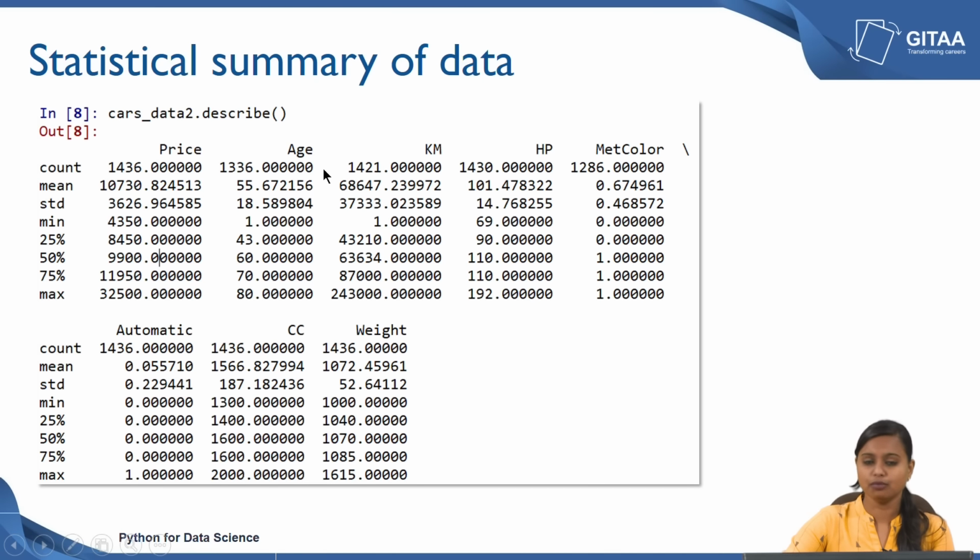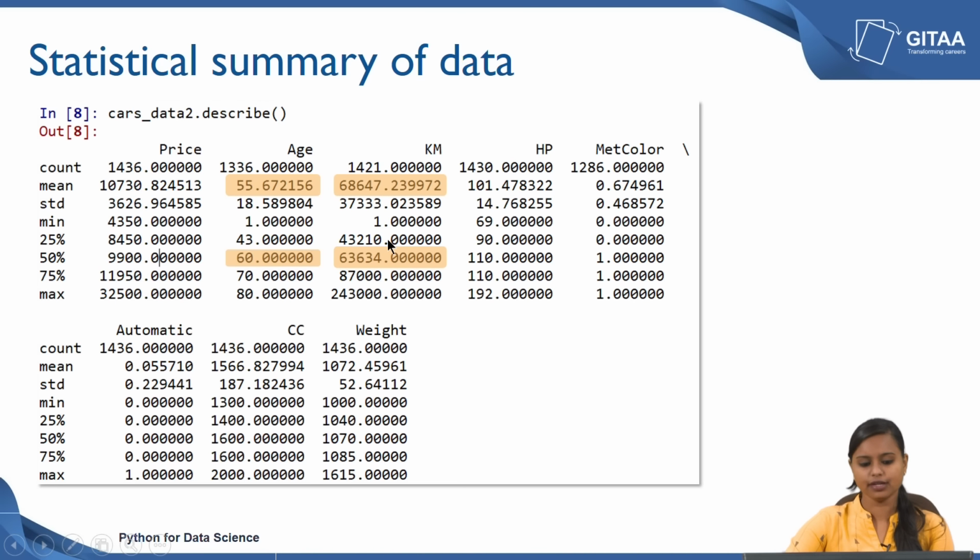So, when you look at the numerical variables, the missing values are there under age, kilometer and horsepower. If you look at the mean of the age, on an average the age of the car is around 55 months, and if you look at the median, which is represented by 50%, the value is 60. The mean and the median are closer, there is not much deviation from the mean. So, for the age variable, we can go ahead and impute it with the average age itself instead of going ahead with the median value.